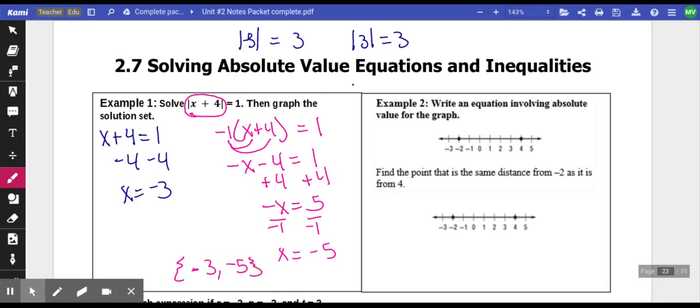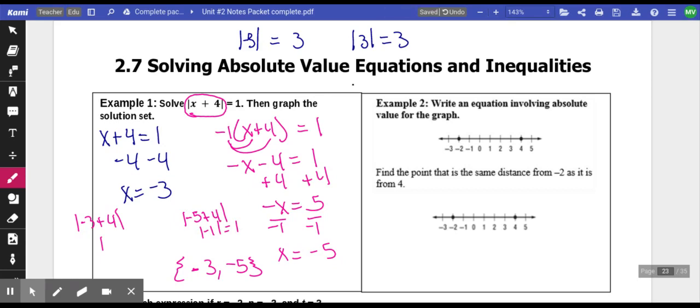And if you do a quick little check, if you put -3 in there, it's -3 plus 4, absolute value, so that is 1. Then if I put -5 in there, that works out to be -1, but it's inside the absolute value, so it's also 1.